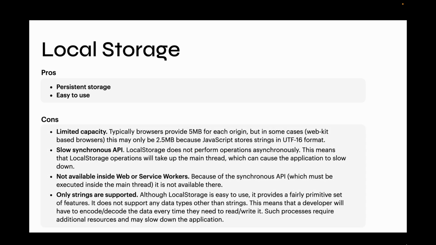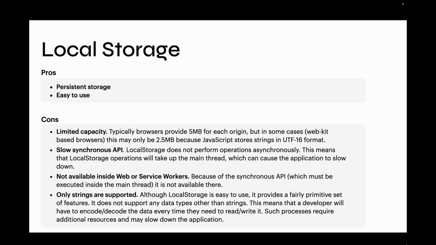However, it has some drawbacks. Limited capacity. Typically, browsers provide 5 MB per origin, but in some cases, like in WebKit-based browsers, this may only be 2.5 MB because JavaScript stores strings in UTF-16 format. It has slow synchronous API. Local storage operations are not asynchronous. This means that local storage operations will occupy the main thread, which can slow down the application.